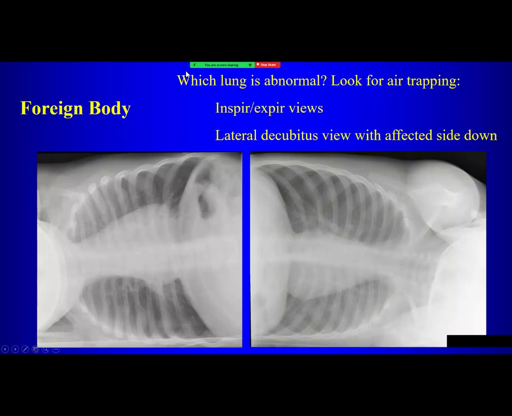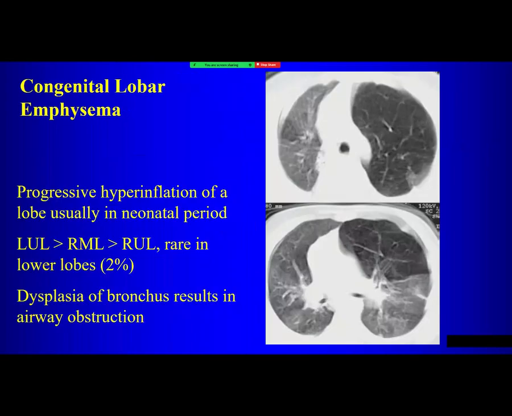So tension pneumothorax, hopefully all of you can recognize that tension pneumothorax, so it shouldn't be much of a problem. We've discussed foreign bodies in children, which will cause air trapping on that side, and you want to get the decubitus views and look to see if there's continued air trapping on that side. So that tells you that you're going to be worried about a foreign body.